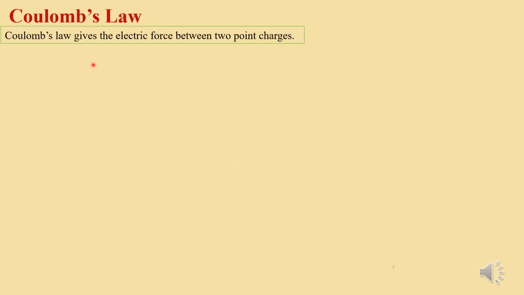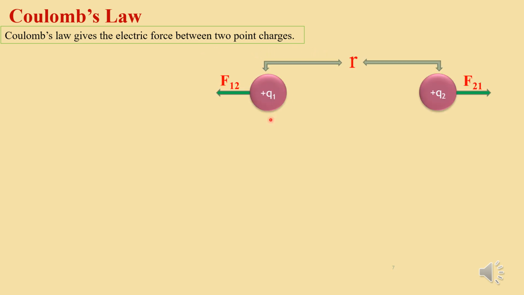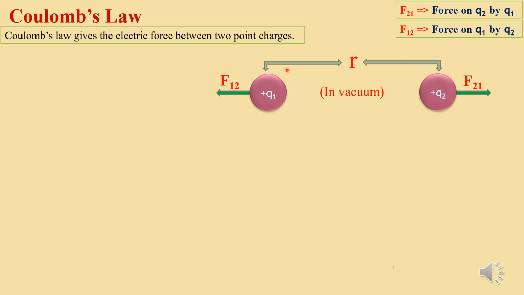Coulomb's law gives the electric force between two point charges. Let us consider two point charges plus Q1 and plus Q2. Because they are similar charges, that's why they are repelling each other. And the distance between them is represented by r. This system is taken in vacuum. Here F21 represents the force on charge Q2 due to charge Q1 and F12 represents the force on charge Q1 due to charge Q2.